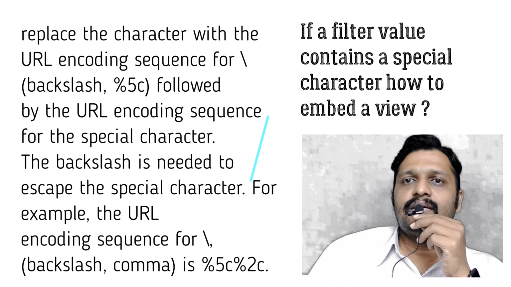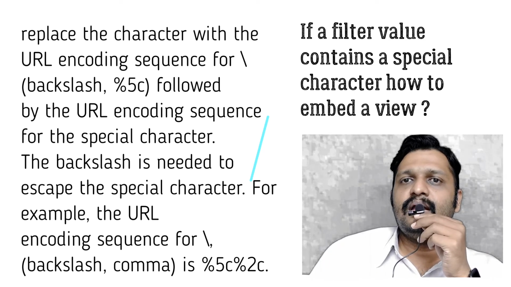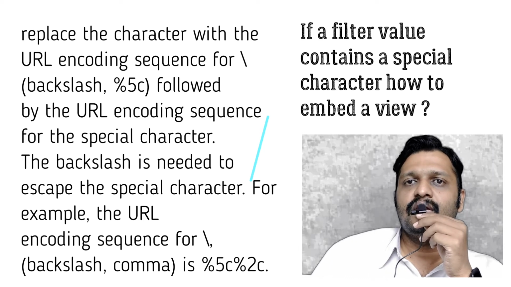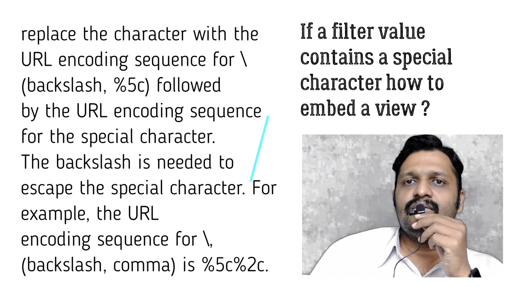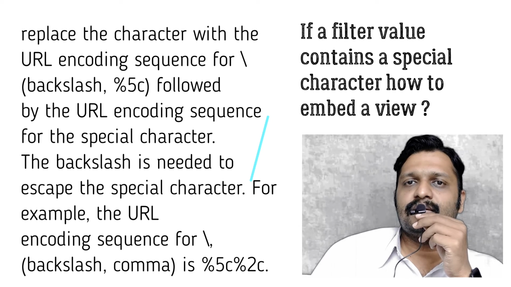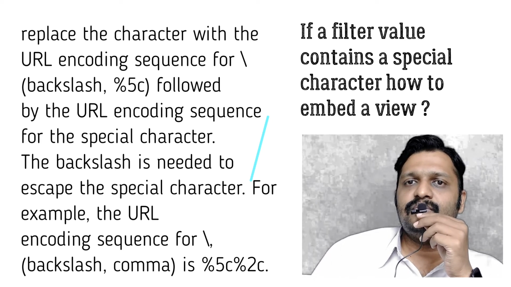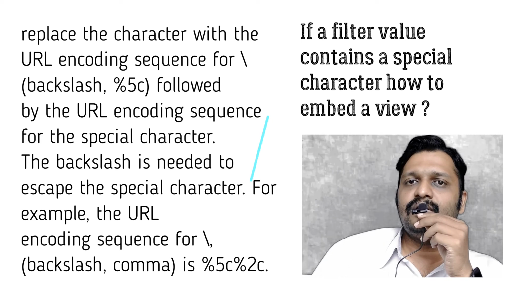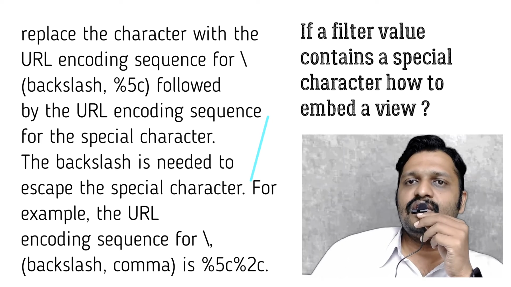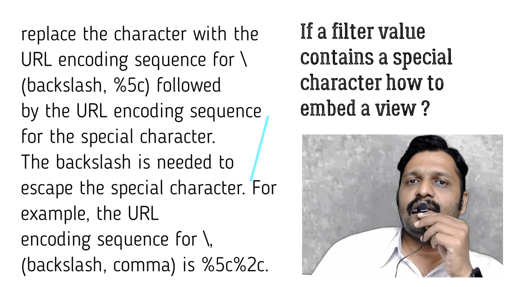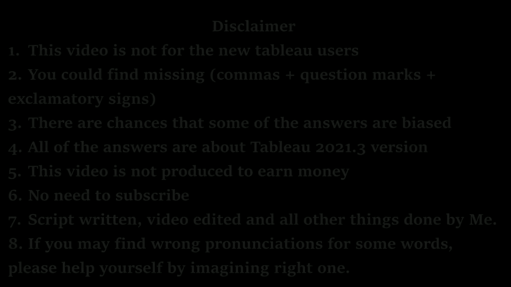If a filter value contains a special character, how to embed a view? Replace the character with the URL encoding sequence for backslash, %5C, followed by the URL encoding sequence for the special character. The backslash is needed to escape the special character. For example, the URL encoding sequence for backslash comma is %5C%2C.